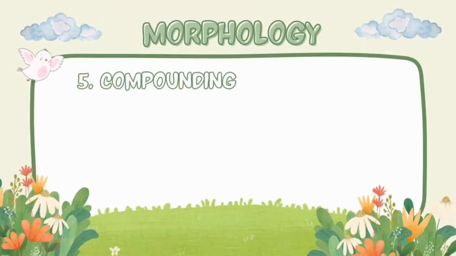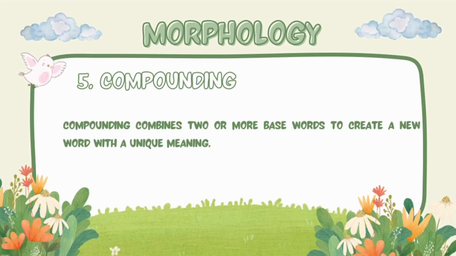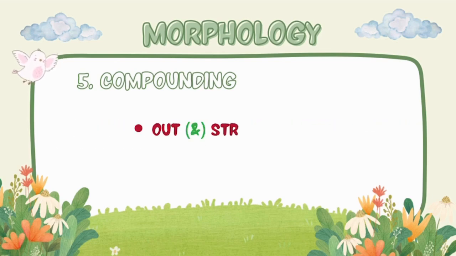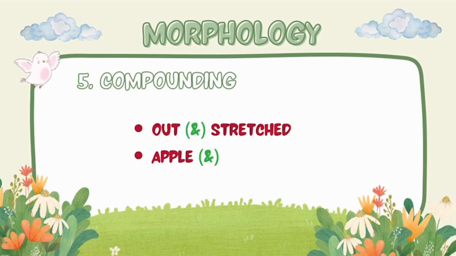Let's move on to compounding. Compounding combines two or more base words to form a new word with a unique meaning. For example, "outstretched" combines "out" and "stretched" to describe the foal lying fully extended. "Apple bright" pairs "apple" and "bright" to symbolize a tempting yet poisonous fruit of the speaker's anger.